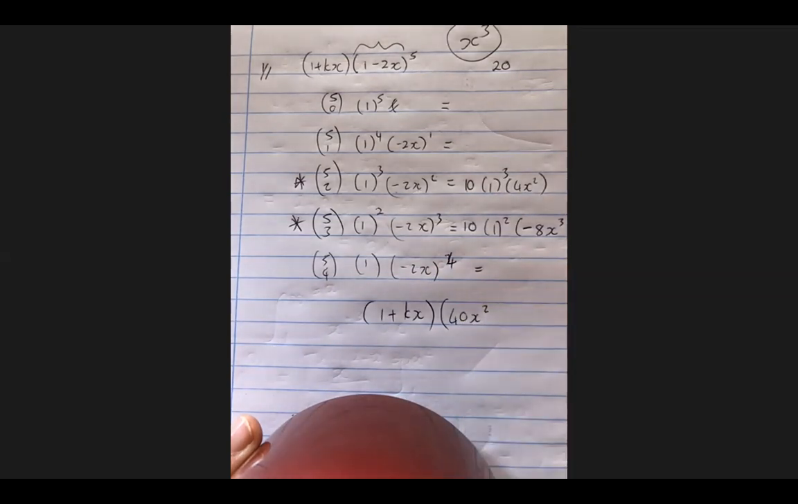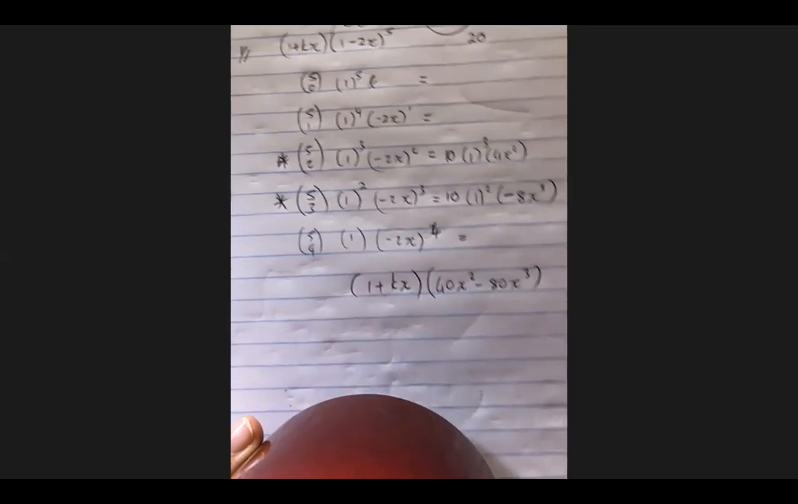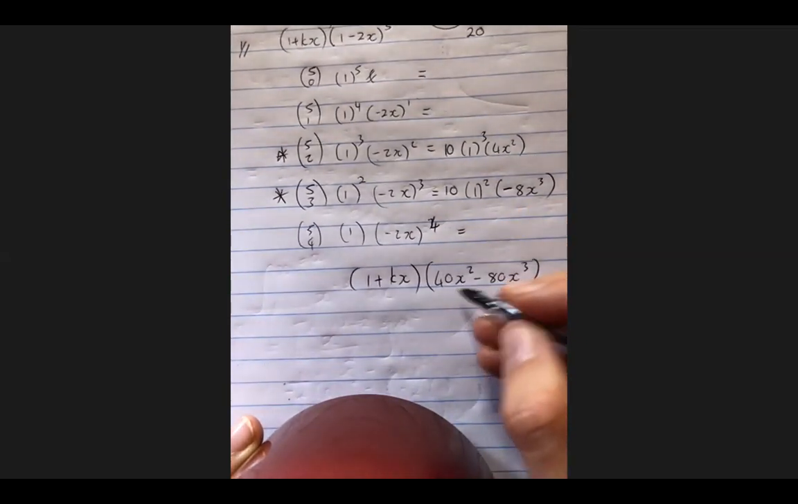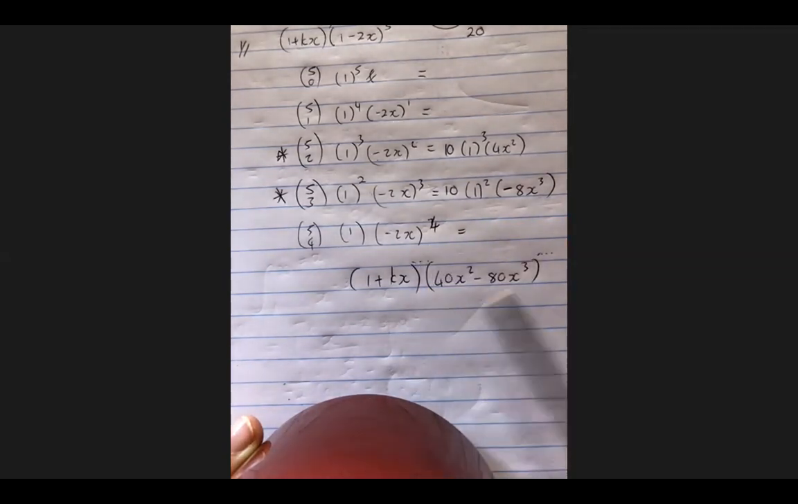40x squared. Then we move on. This minus 80x cubed. All right. And then I'm not going to, there will be many others. If you want, you can put dot, dot, dot, dot, dot, dot, because there are many other things in this bracket, but I'm only writing down what I need. There's this term, this term, this term that could have been in here, but I don't use it.